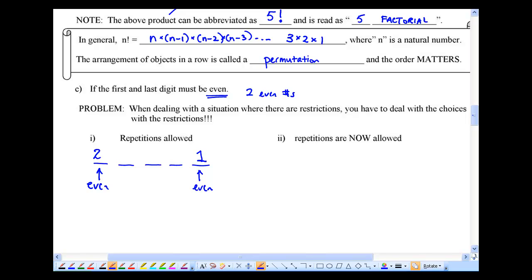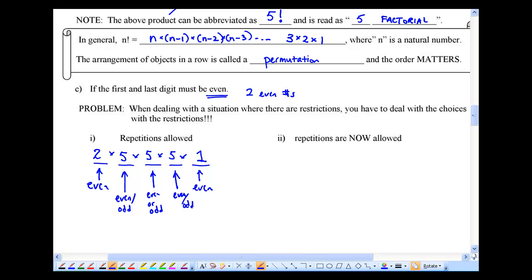Well, what about the odd numbers then? Well, it says repetitions are allowed. So does it matter what type of number is here? Right? This could be even or odd. This could be even or odd. This could be even or odd. And repetitions are allowed, so it could be any of those numbers, meaning 5 possible choices for each one of those spaces. 2 times 5 times 5 times 5.